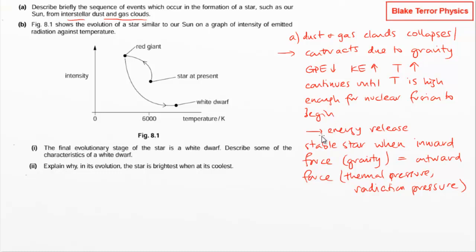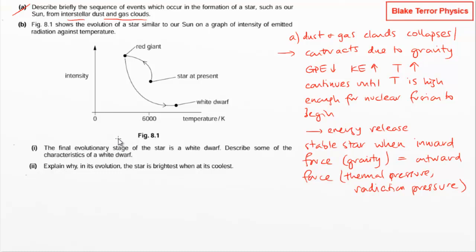Eventually you're going to get enough outward forces going on, but the nuclear fusion is contributing to that. So yeah, that's how it's set up really. We're just going through those steps again. You're contracting, you've got energy transfer from one star or another, then energy release from fusion, and then we've got a stable star. So that is part A.